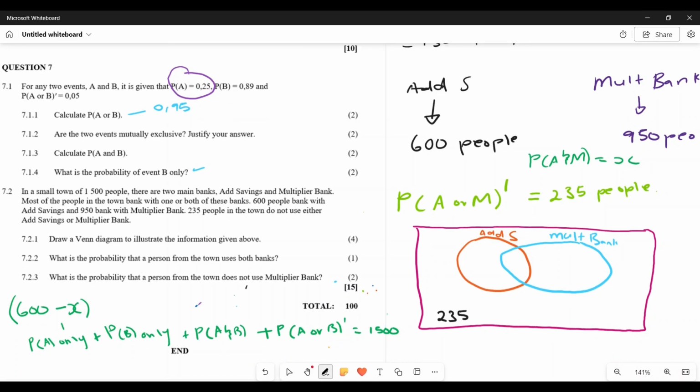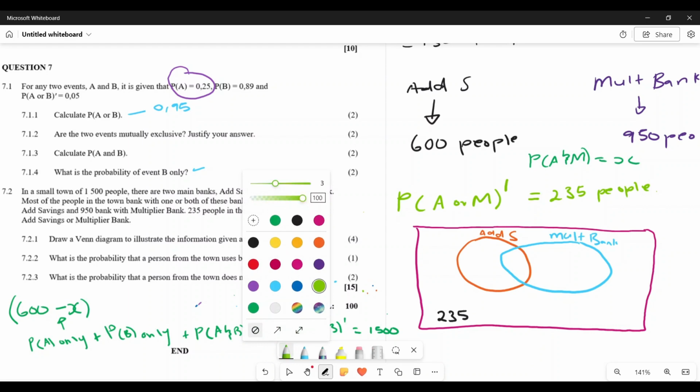Now, for the people having Ed Savings only, I said the number of people banking with both of these banks, we're going to represent as X. So the number of people banking with Ed Savings only is going to be 600 minus X.